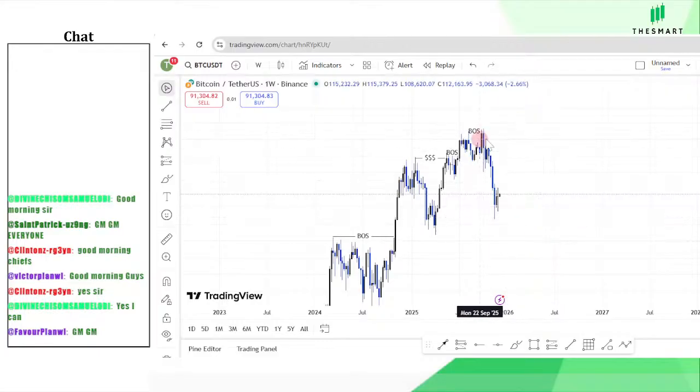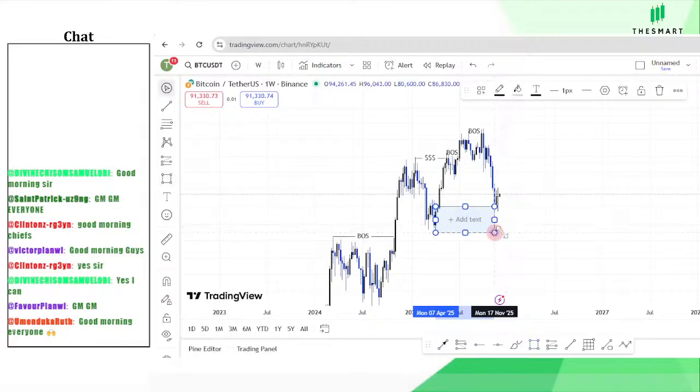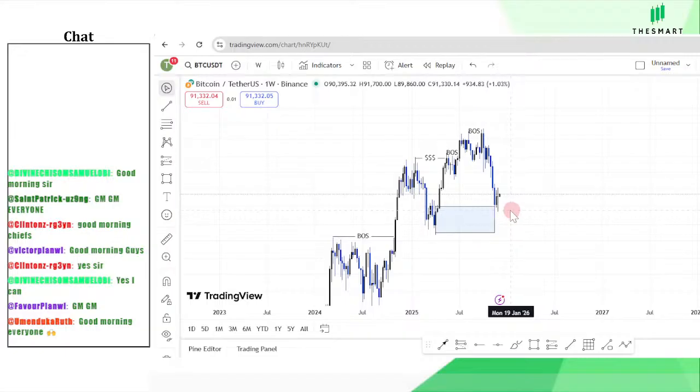Alright, so this is our new major high at this point, where we have $126,000. This is our new major high, and this is the protected high because it hasn't been broken, and we have our weekly demand at this level. This is where we have our weekly demand level, and price has tapped into this demand level at this point.